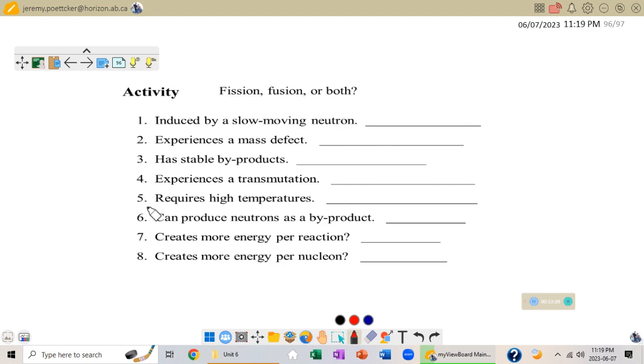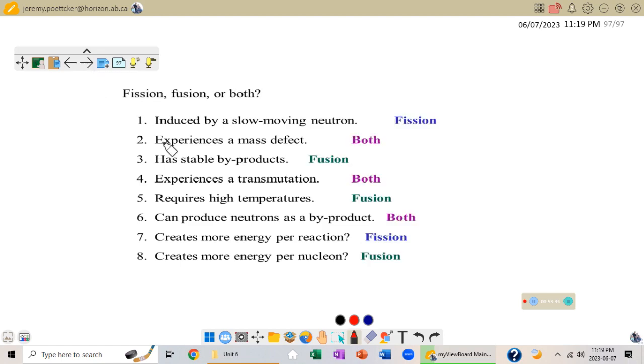So some questions to think about here. Is this fission, fusion, or both? I'll let you go through this as a group or individually, and pause this and then move on to the next slide. So pause it, please. All right, once you've paused it, here are your answers.